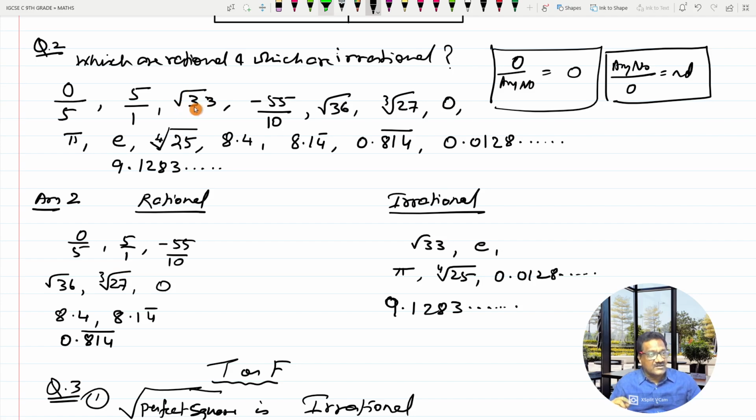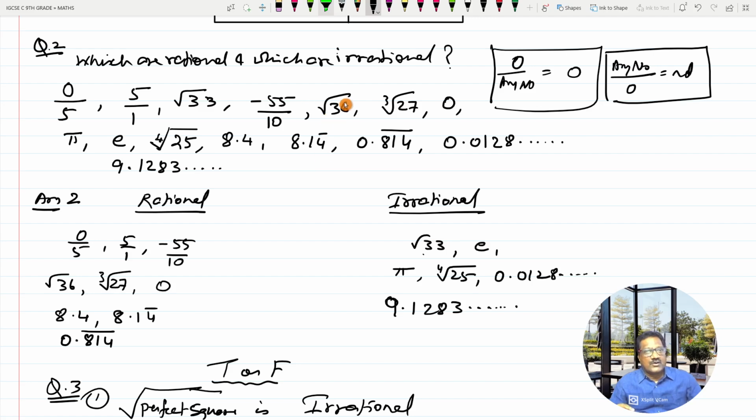Okay, 33 is not a perfect square, so this will come in the irrational category. Minus 55 upon 10: 55 and 10 both are integers. Moreover, 10 is not equal to 0. So by the definition, it will come in this category, rational numbers.